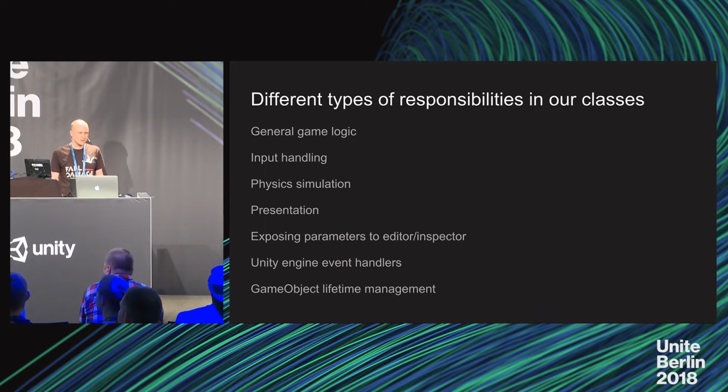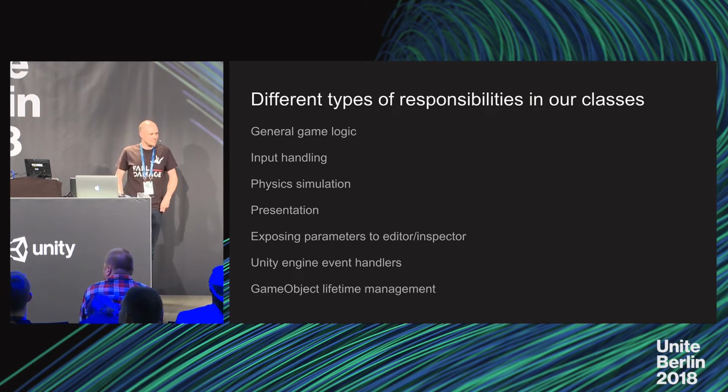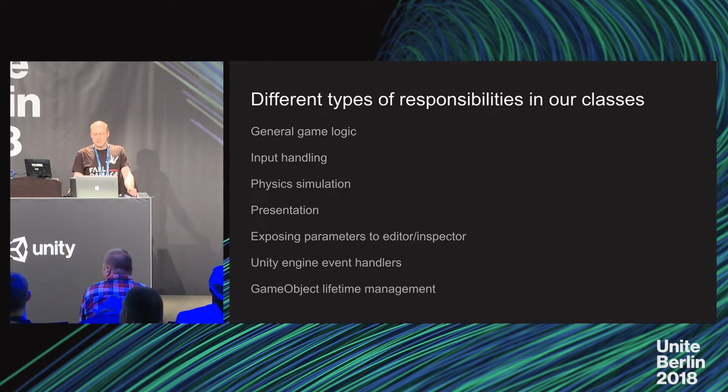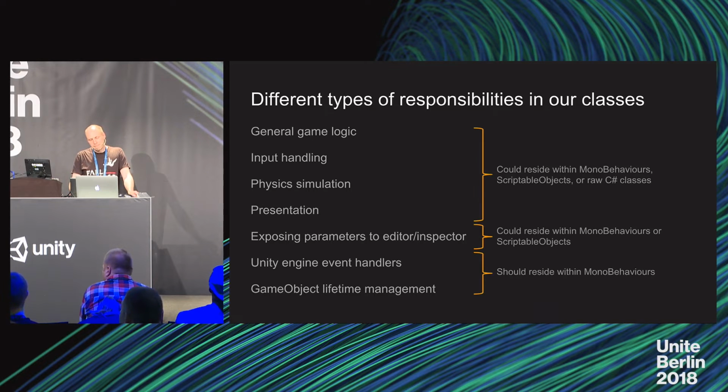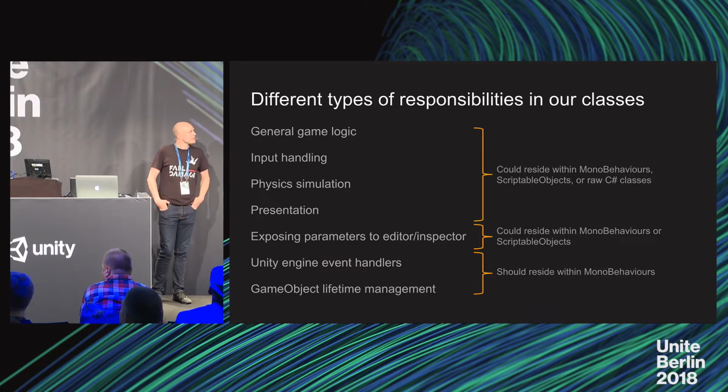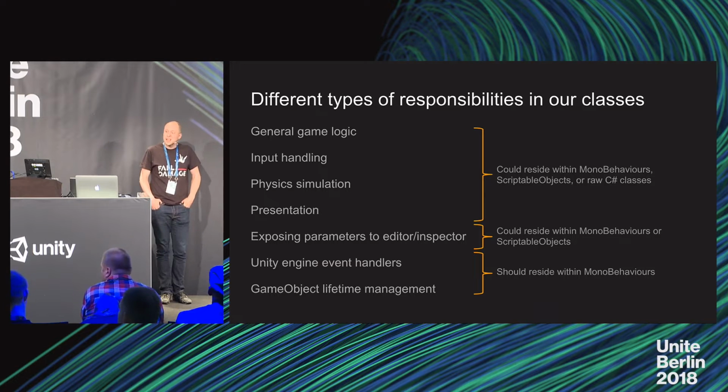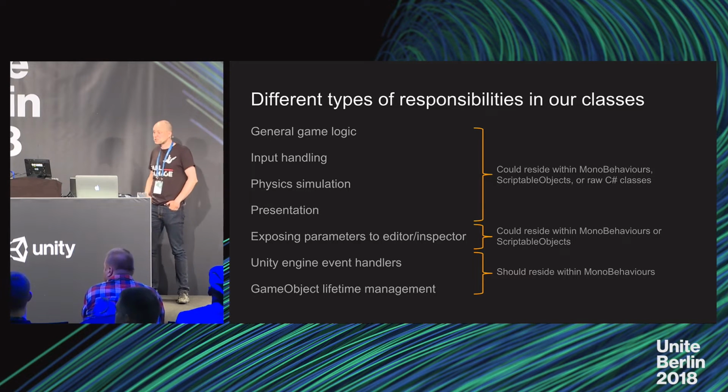So we've seen a lot of different types of responsibilities in these classes if we're looking really closely. We've got game logic, input handling, physics, simulations, presentations, and various other things. Now, we don't need to have all of this in MonoBehaviours. The first couple of things there, we could very well put into other MonoBehaviours. We can move it over into ScriptableObjects. We could even have it in raw C# classes if we wanted to.